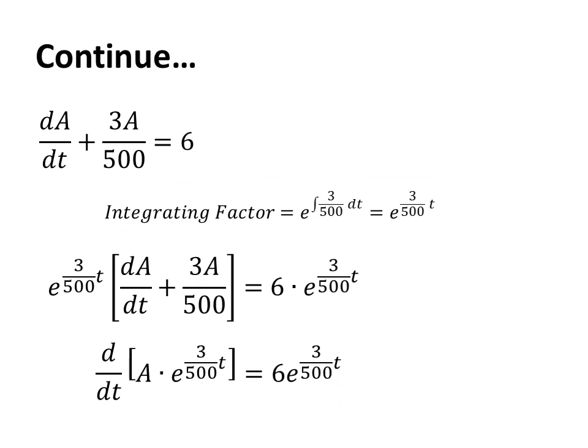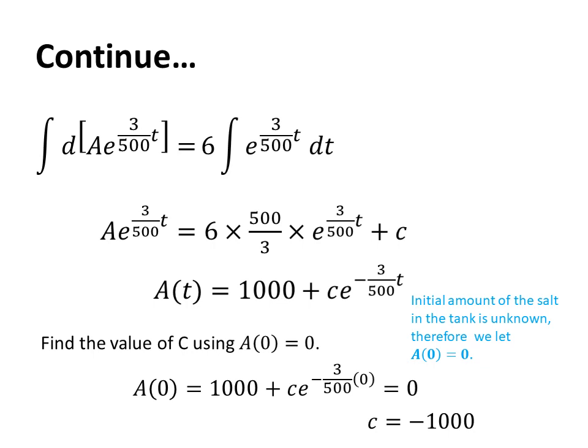Solve the linear differential equation using the method that we have learned in chapter 2. Then we get the equation A of t equals 1000 plus C e to the power of negative 3 over 500 t. Since the initial amount of the salt in the tank is unknown, we let A of 0 equal 0. Therefore, we can find the value of C. C is negative 1000.